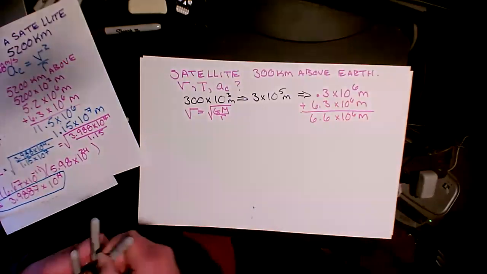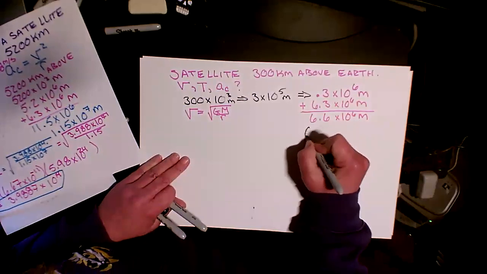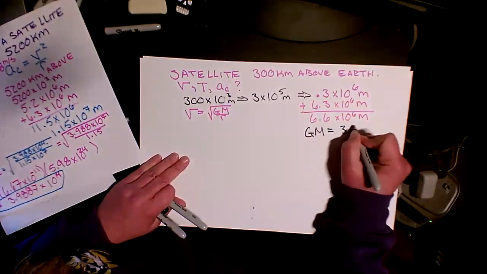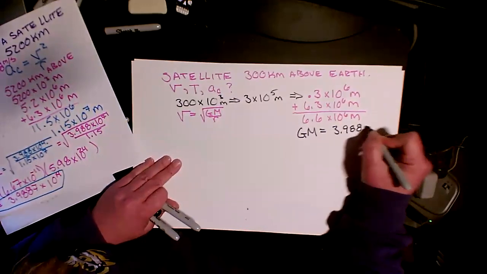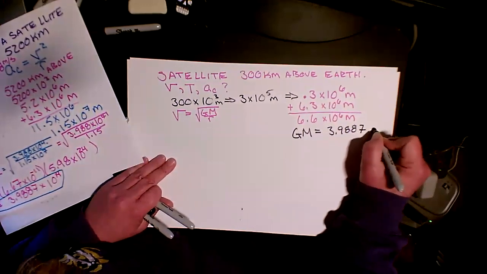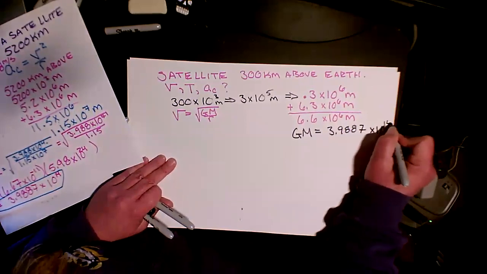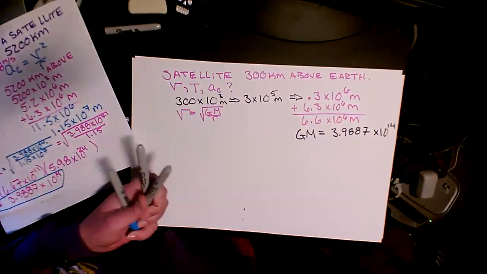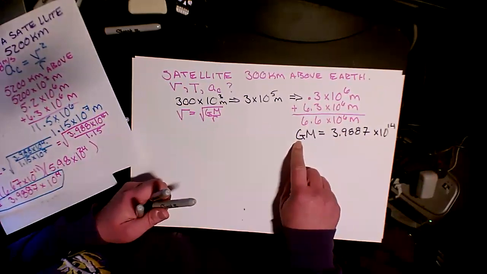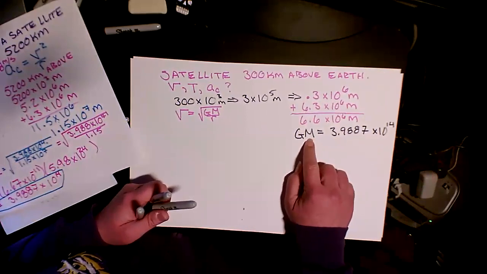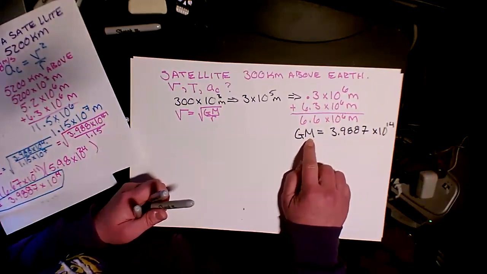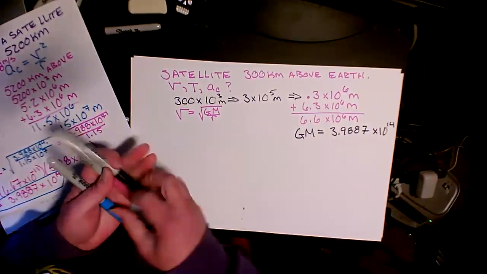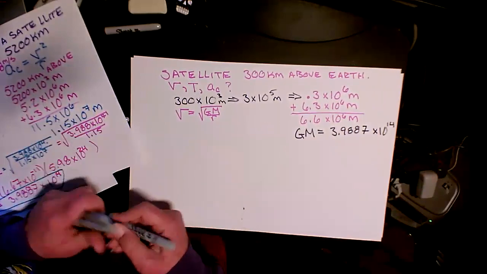And then don't forget, I said, let's just go ahead and calculate out GM. So the product of GM is 3.9887 times 10 to the 14th. And if you're not sure where that came from, you want to take a look at the previous video, but just to quickly remind you, this is the gravitational constant, and this is the mass of the planet being orbited. So in this case, this was the mass of Earth. So now I can go straight to the velocity of this satellite.